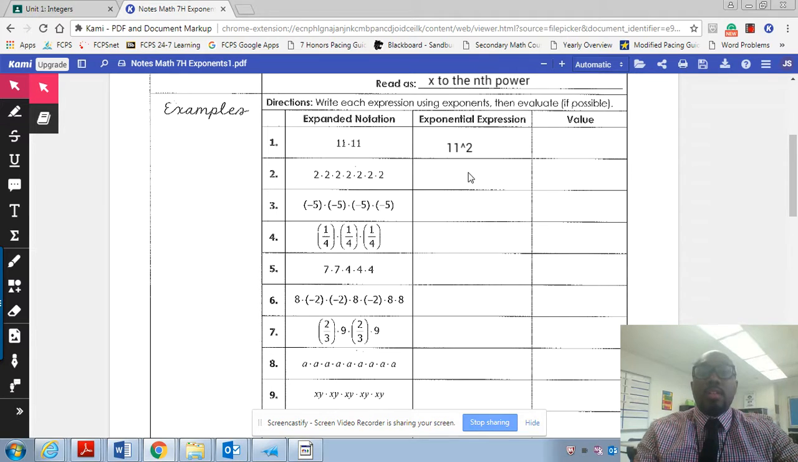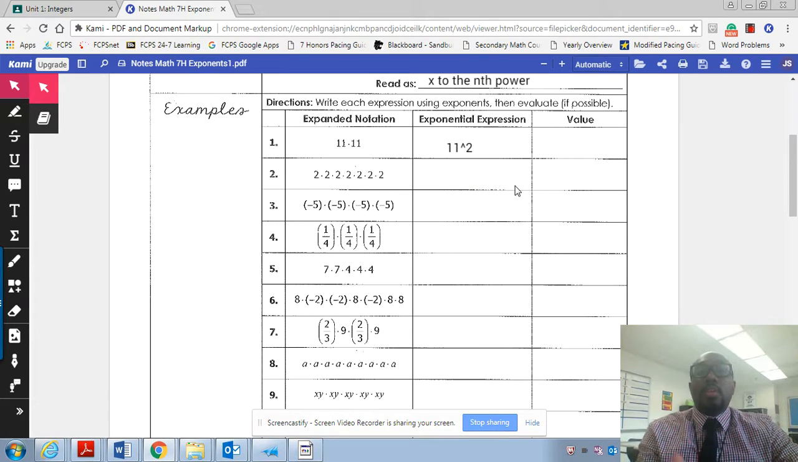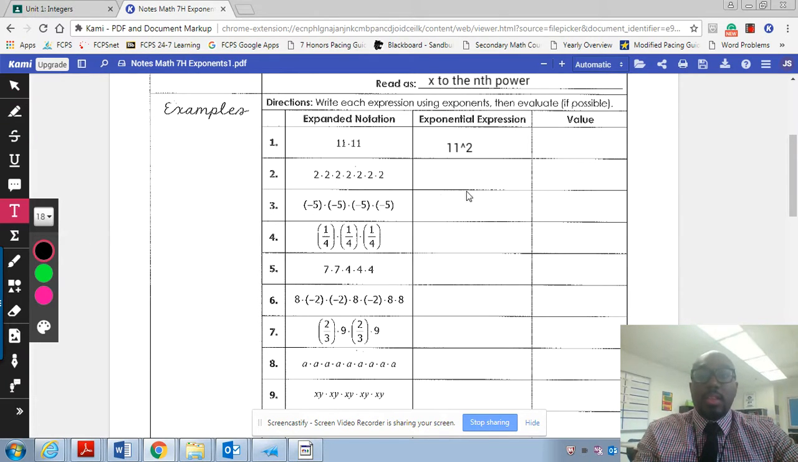Now, when you write it in your notes, you are not going to write it like that. You are going to simply write it as 11 to the second power. You don't need the caret when you do it on paper, but since I'm on a computer, I don't have access to it. And we all know that 11 times 11 is 121.